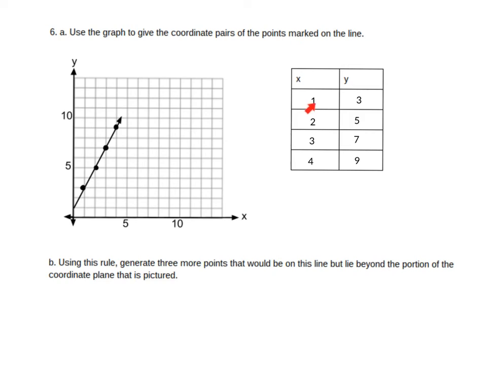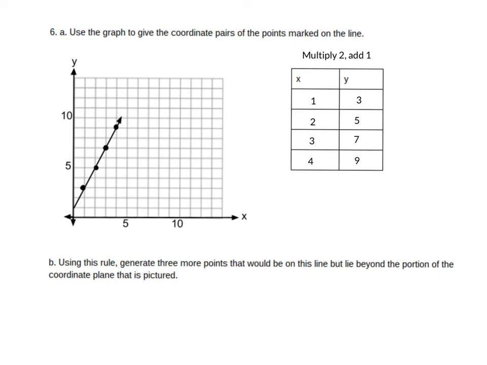Let's try times 2. 1 times 2 is 2. And then how do we get to 3? We add 1. So times 2 plus 1. Let's see if that works. 2 times 2 is 4. 4 plus 1 is 5. It works. 3 times 2 is 6. 6 plus 1 is 7. It works. 4 times 2 is 8. 8 plus 1 is 9. So our rule is times 2 plus 1.